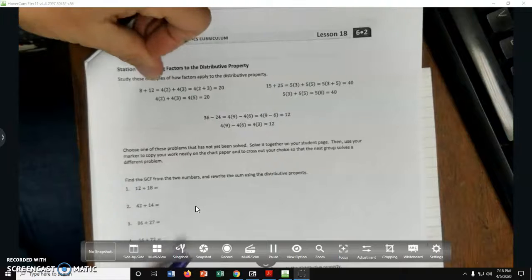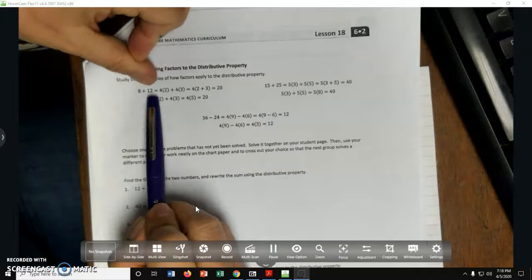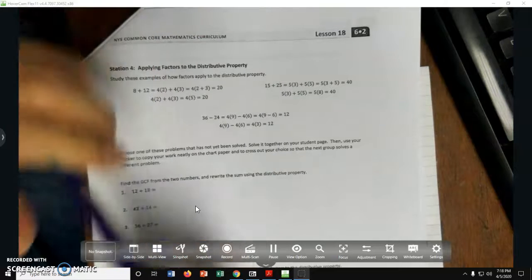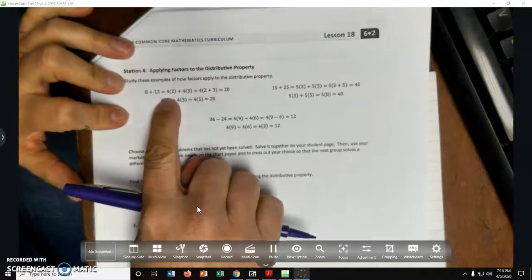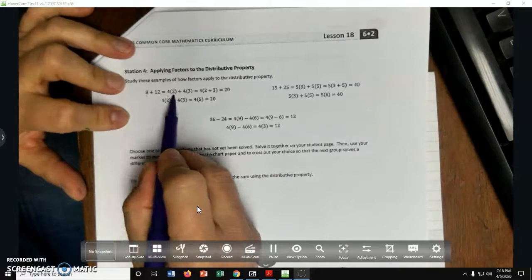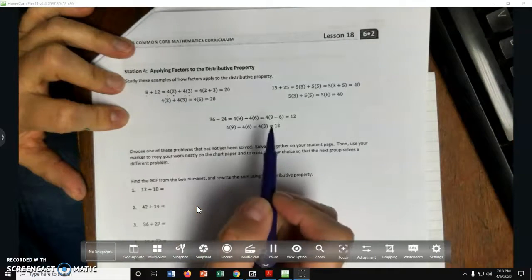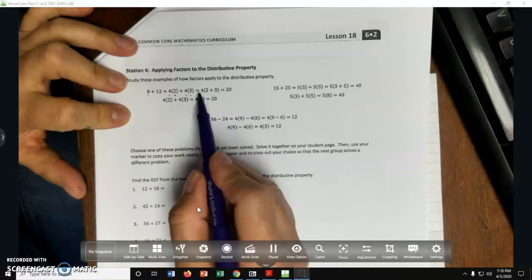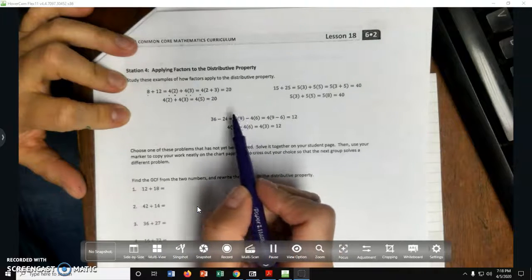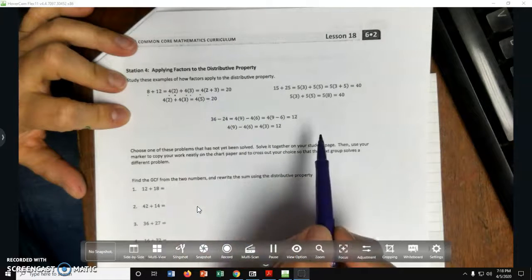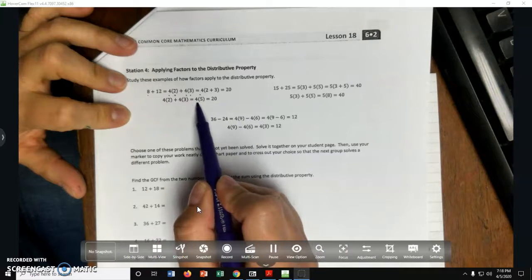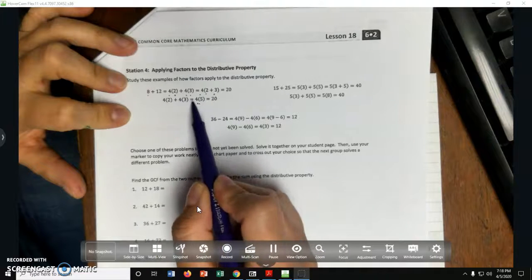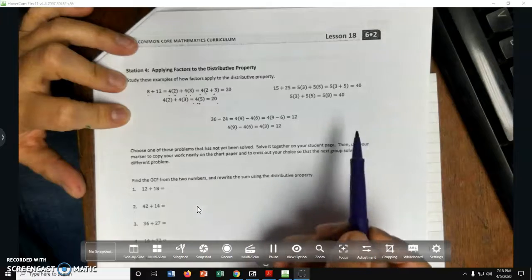If we look at this example up here, we had 8 plus 12. Well, they said, all right, let's factor out the 4. So we can say that 8 is the same as 4 times 2, and 12 is the same as 4 times 3. This is the same as 4 times the sum of 2 plus 3. So 2 plus 3 is 5, 4 times 5 is 20.